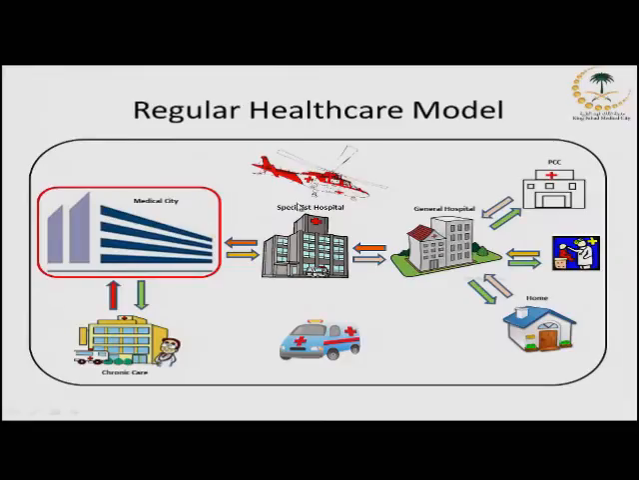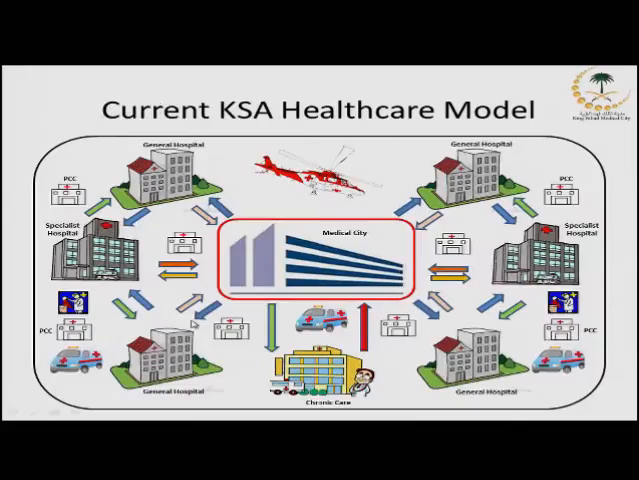Let's look at this regular healthcare model today. You have a hospital, a general hospital, a specialty hospital, a primary care center, specialized clinic, patient's home, transportation modes, a medical city or a highly specialized hospital, and a chronic care facility. And then there are the different transportation models.